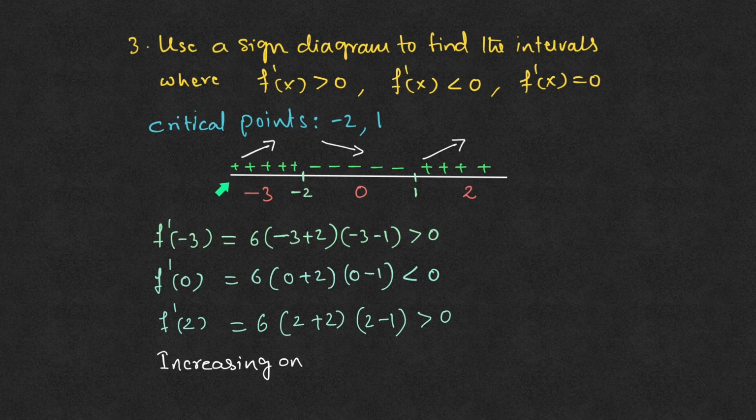The function is increasing in the open interval negative infinity to negative 2 and the open interval 1 to infinity, and it's decreasing on the open interval negative 2 to 1.